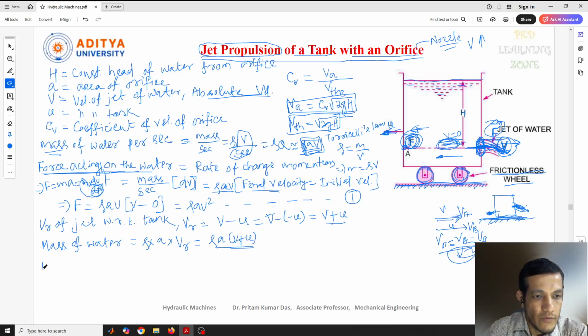Similarly, once we find out the mass of water, then we can calculate the force exerted on the tank.